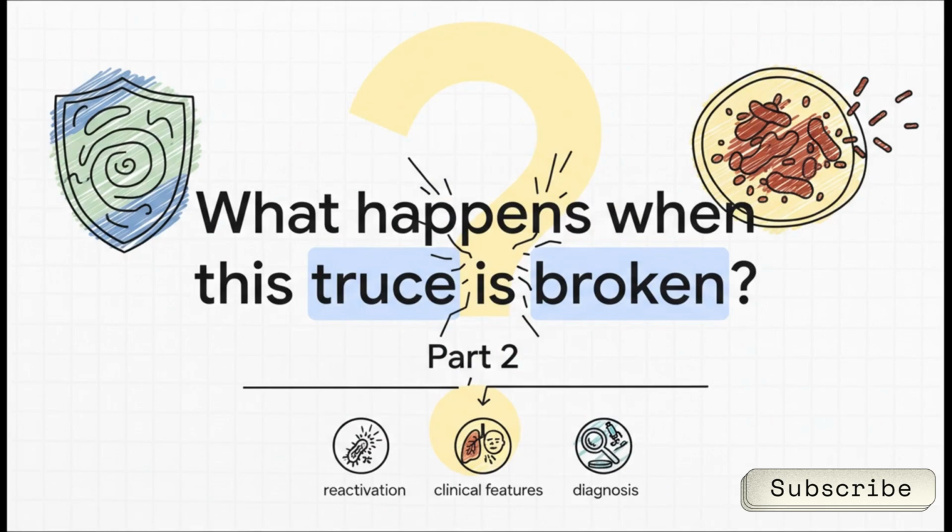So we've reached a stalemate. The enemy is contained inside the granuloma, but it is not defeated. The bacilli are just sleeping, waiting for a chance to reawaken. Which brings us to the big question. What happens when a person's immunity drops and this truce is broken?